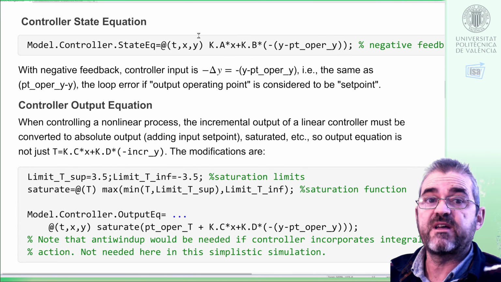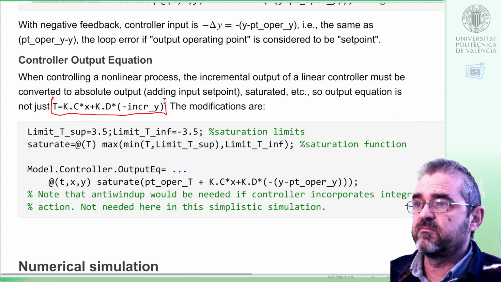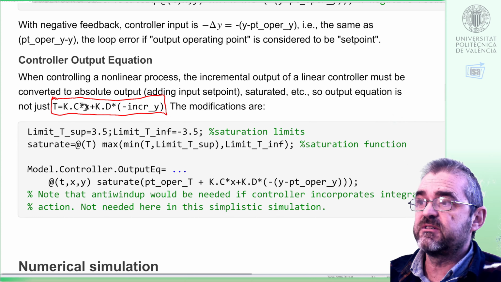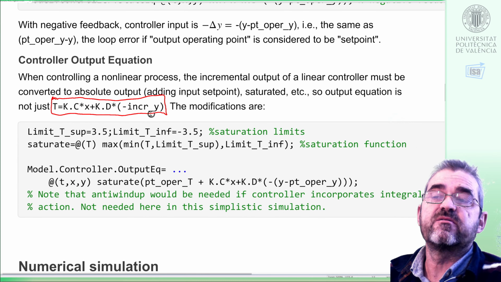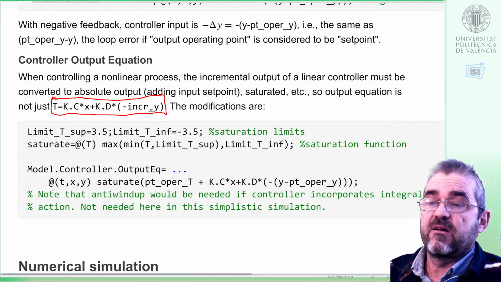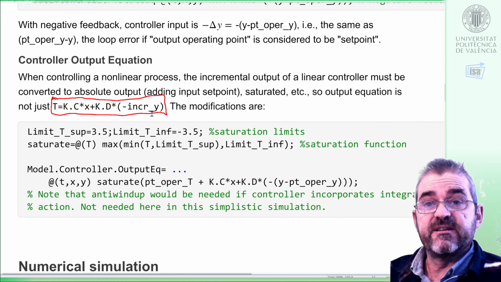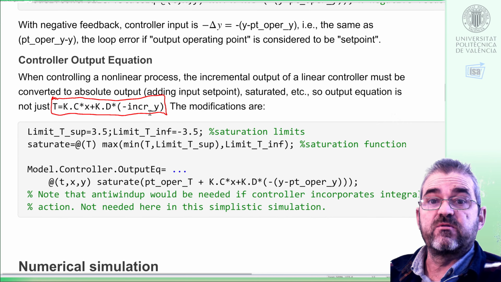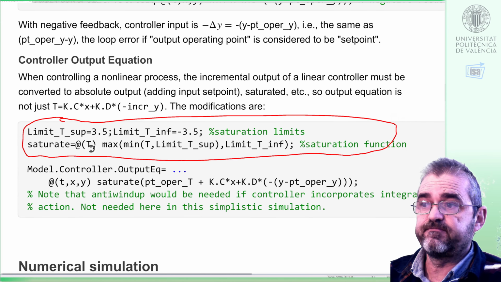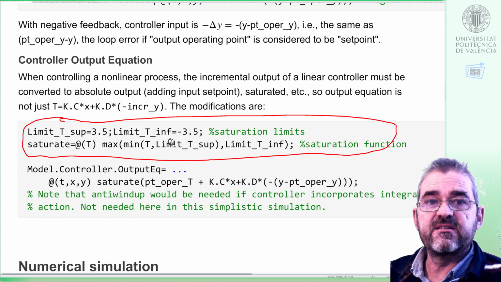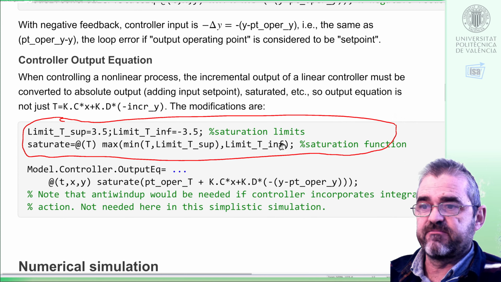And what happens with the output equation? Well, in a textbook situation, the torque will be the C matrix of the controller by the state plus the D matrix of the controller by the input, which is minus the increment of controlled variable. However, as we are simulating a nonlinear setup, then we will need to change that to absolute coordinates, to absolute units, and also saturate it. These two lines model how to saturate a torque, upper limit and lower limit, and this carries out the saturation.